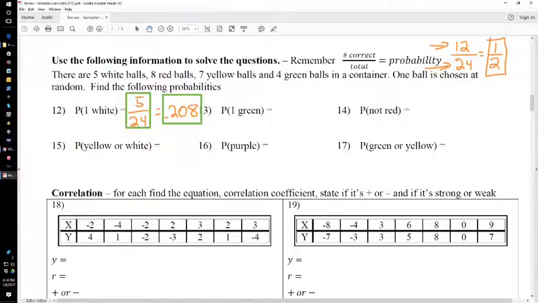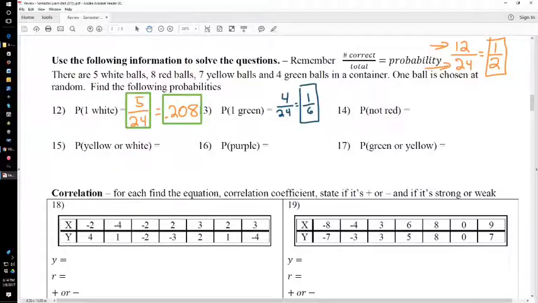Number 13, what's the probability of getting a green? Well, how many green balls are there? There are 4 green balls. How many balls total? Well, there's still 24. So it's 4 out of 24, which reduces down to 1/6. So the probability of getting a green one is 1/6. It really is that simple. Try the rest of these and see what you can do.